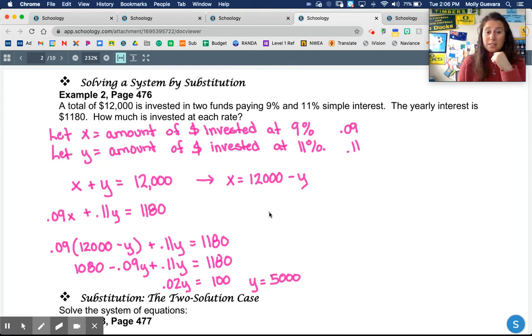Now I need to find x. So x is equal to 12,000 minus 5,000. I'm sure that you could have done this part in your head, right? And I get x equals 7,000.